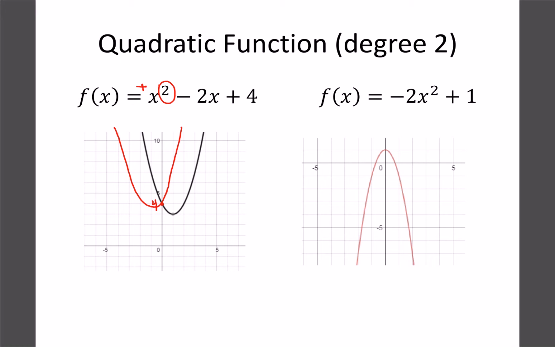The next one, you can see we still have a quadratic, still degree 2. Our y-intercept is at 1, but now we have a negative out front, so that means it's going to be a downwards U-shape.